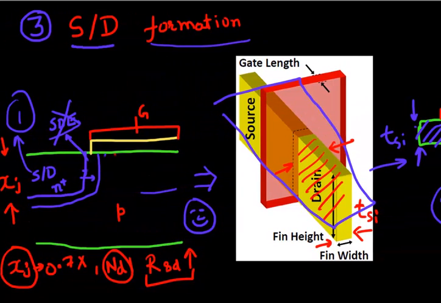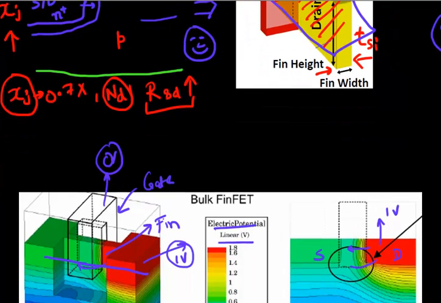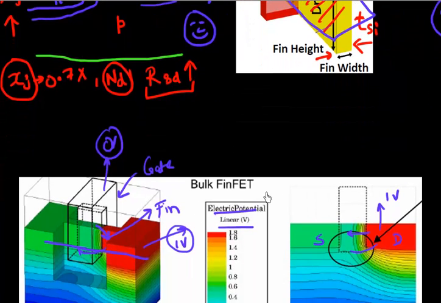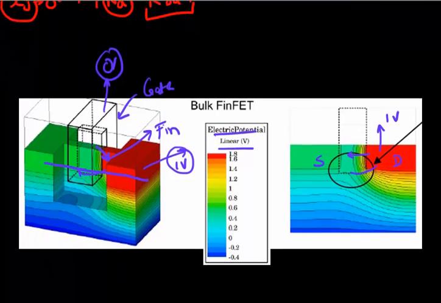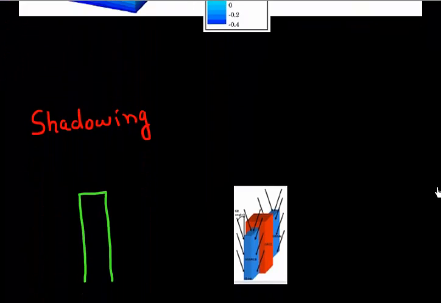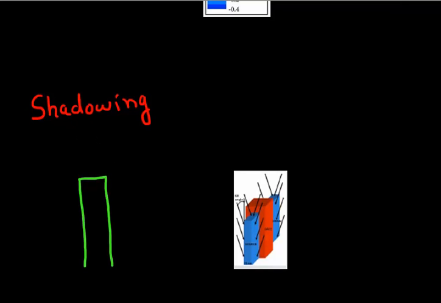So why did I list this as a challenge? Look, there are two smiley faces here. So what's the problem? The problem again comes from the 3D nature of this device. To make this source and drain region, I need a very uniform implant in my source and drain part of the fin. The problems come from this effect which I'm calling shadowing.